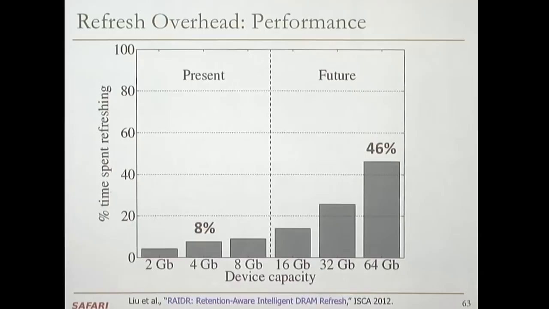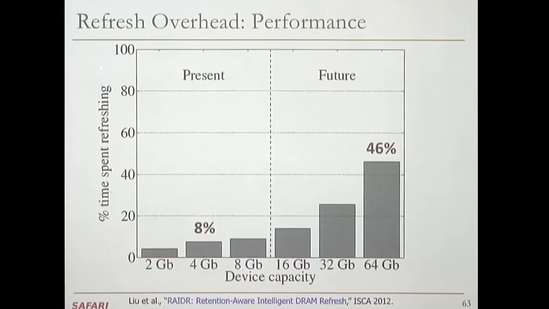So let's take a look at some analysis. I don't expect you to understand all of this analysis, but this is one of the readings that I'm assigning as part of homework one, which will be up sometime. But this paper does the analysis. It looks at the capacity of devices. This is a DRAM chip. And today we have 8 gigabit chips. In the future, we'll have 64 gigabit chips, hopefully. And that's the goal, because memory capacity enables a lot of things in the system.